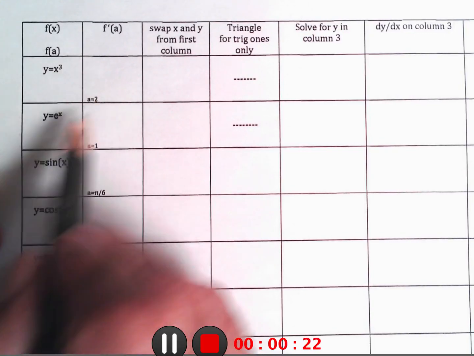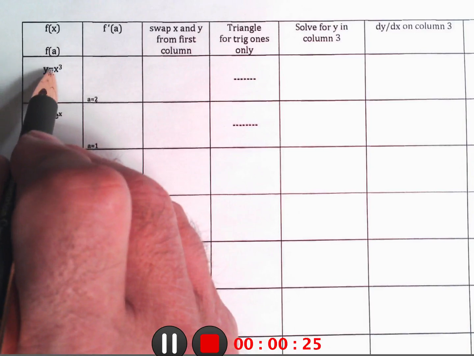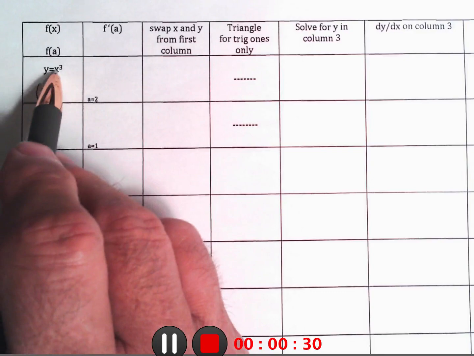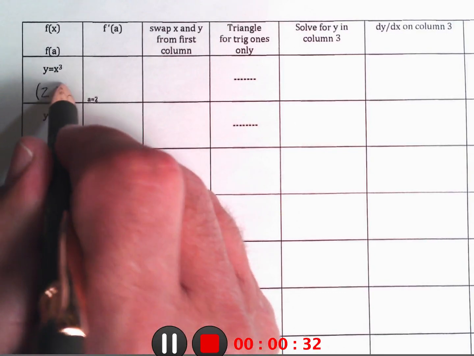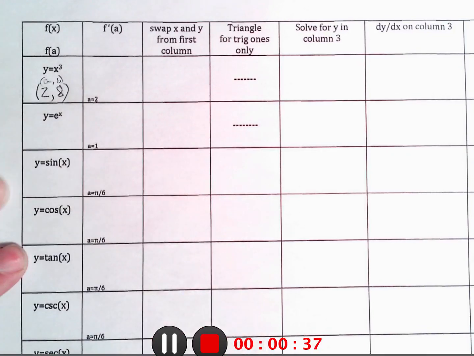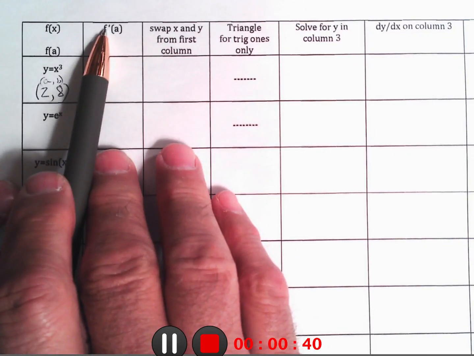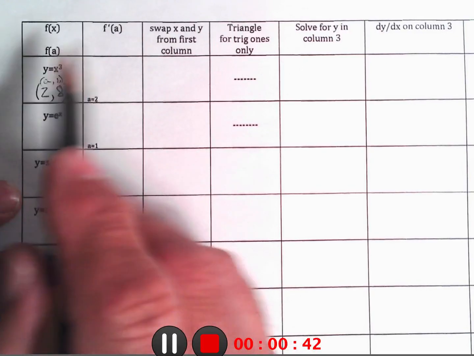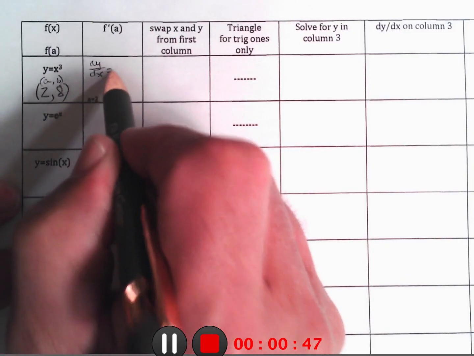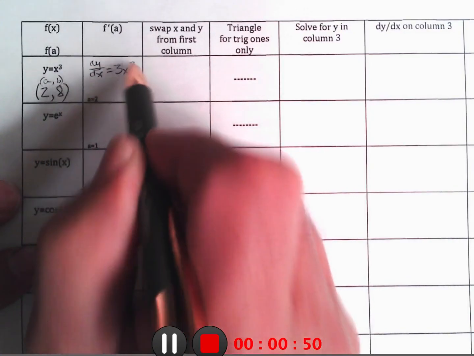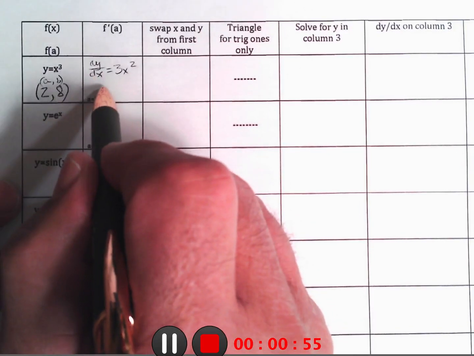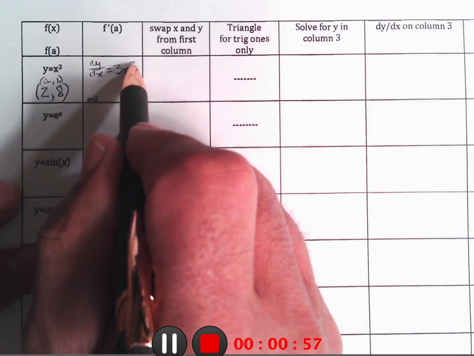If a is 2, if I put 2 in here, I get the point 2 and 2 cubed is 8. So this is the point (a, b). Now it says find the derivative. Well, the derivative of x cubed, or dy/dx, would be 3x squared. And if you put 2 in there, we would get 2 squared, 4, times 3, or 12.